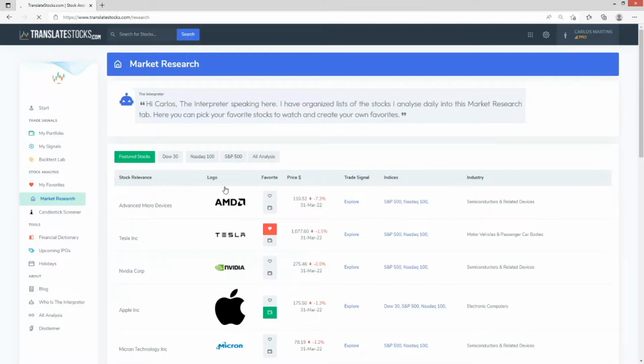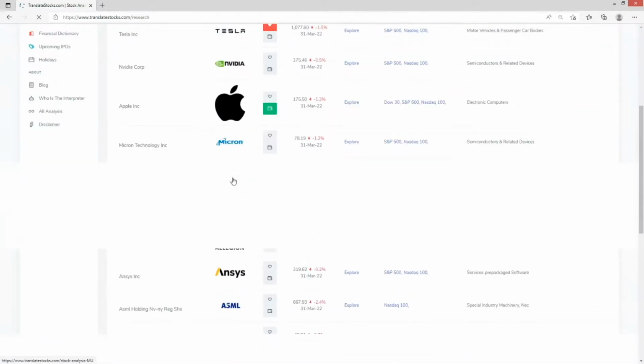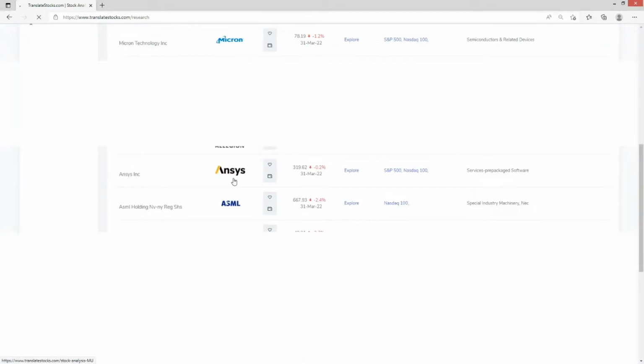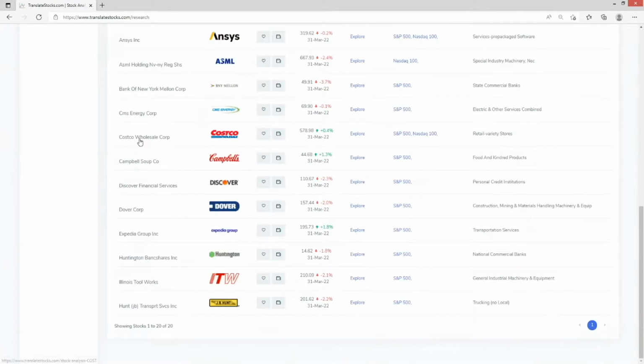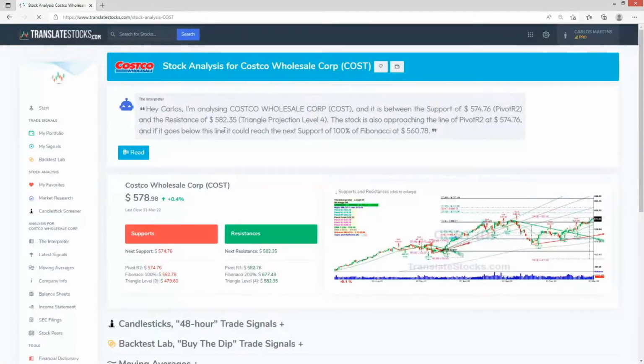We're going to head over to the market research area, where we have a done-for-you analysis by the interpreter for over 500 stocks. So let's choose a random stock to analyze. Let's take a look at Costco. We're going to click on it to see the analysis. And we're just using Costco as an example here. The interpreter will have all of the analysis available for all the stocks.